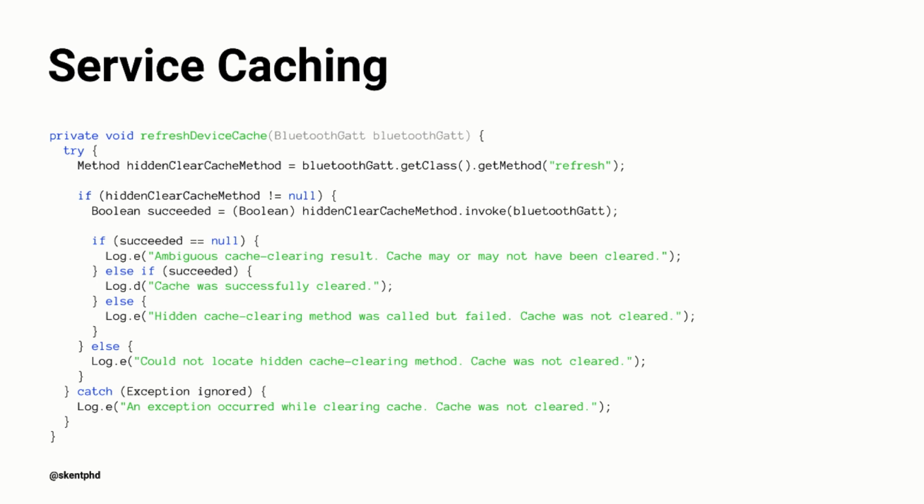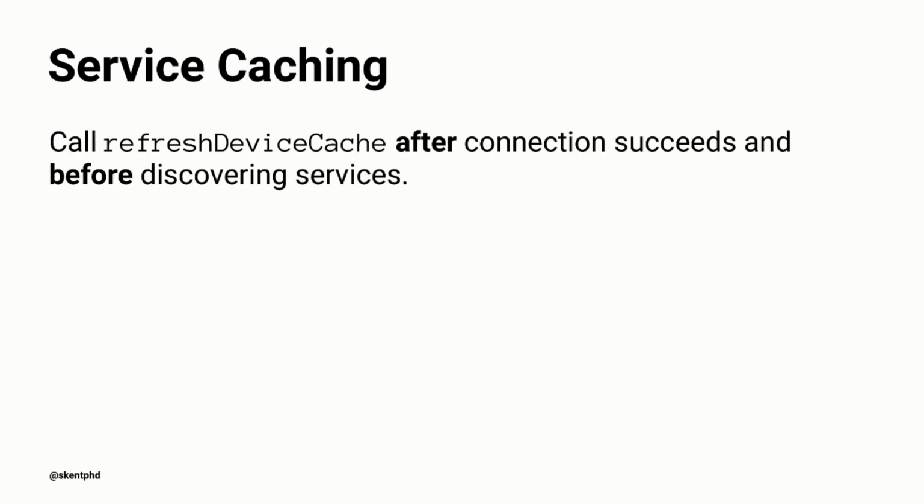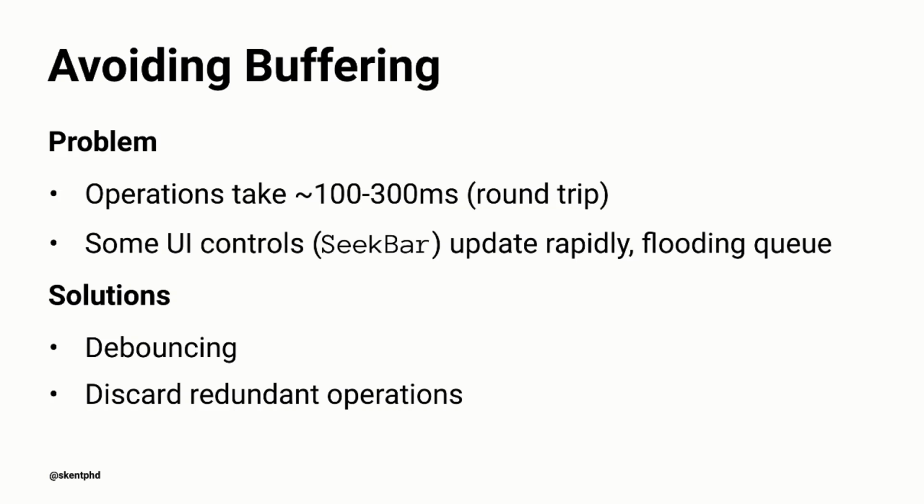And that will sometimes still fail. I don't know what the conditions are, so there's a bunch of logging in here that will tell you why it failed. But I would recommend stealing that code and calling it after the connection has succeeded, but before you try and discover services, if you're running into issues with the services being stale. Again, it should only be a problem if you have custom hardware.